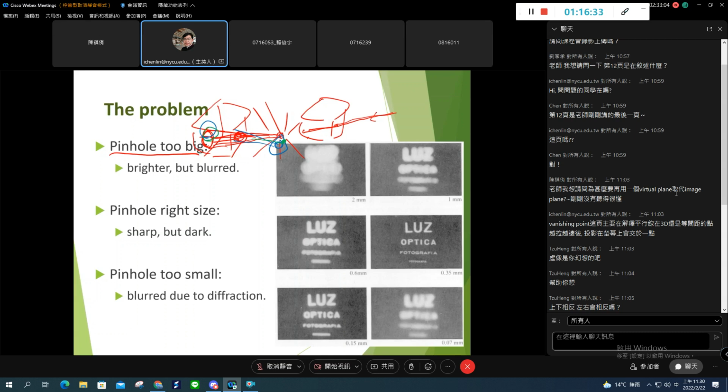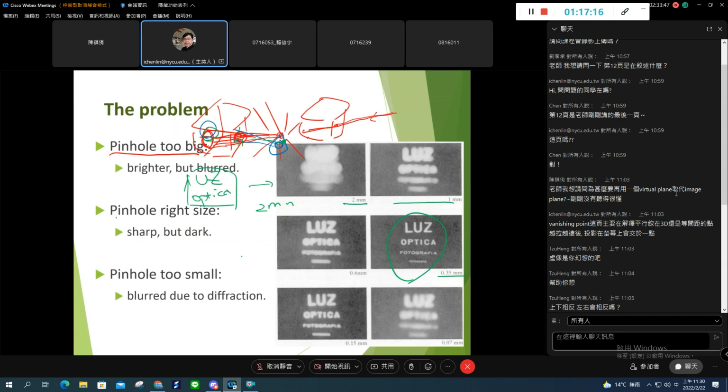So for instance, the correct figure here is Luz óptica. Okay, so if you use a large pinhole, say the pinhole is 2 millimeters, 2 millimeters is not that big, but you will get an image like this one. So when you gradually shrink your pinhole size, it will become clear, right? And when we reach 0.35 millimeter, so that is just a point, you will get a clear image, right?